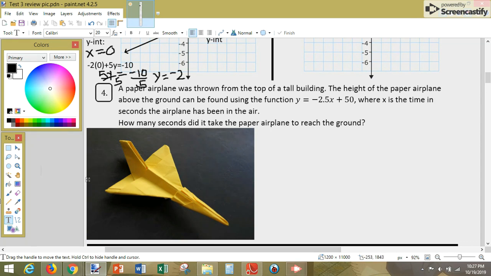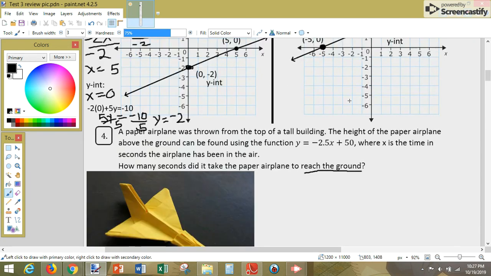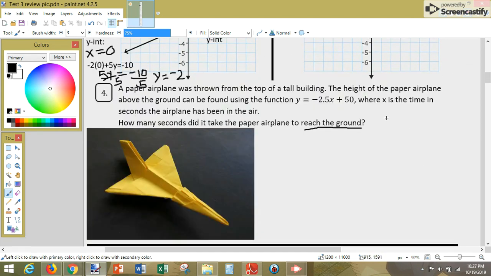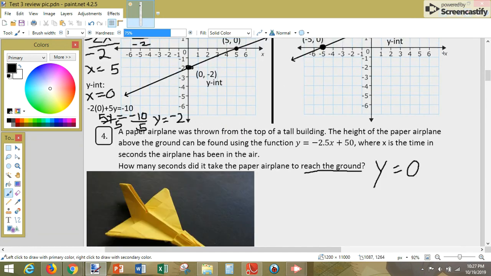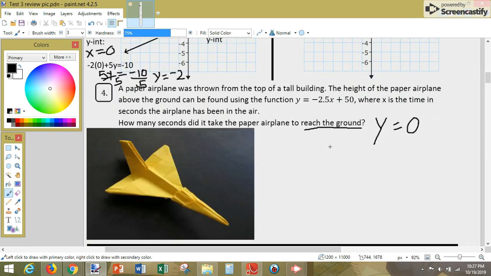So for this one, the first thing you should see is that it says reach the ground. Whenever it says reach the ground, it is talking about the x-axis. The x-axis is the ground. So we're going to set y equal to 0 because on the x-axis, y is always equal to 0. From there, we're going to solve for x. So we have 0 equals negative 2.5 times x plus 50.